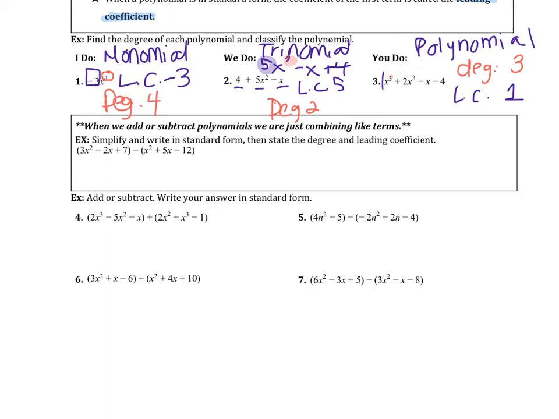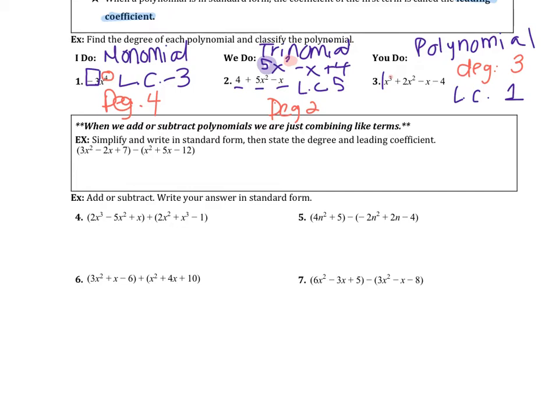The last thing that we're going to do, now that we know a little bit about what a polynomial is, is see how it functions. And some of this might seem like a little bit of review, and that's okay. We're just going to talk about how we add and subtract polynomials together. So what if I had to add the part in number 1 that I do and number 2 that we do together? What would I do? What would that look like?